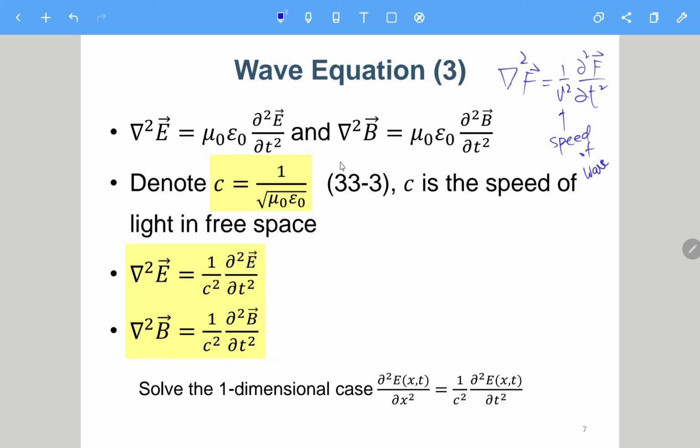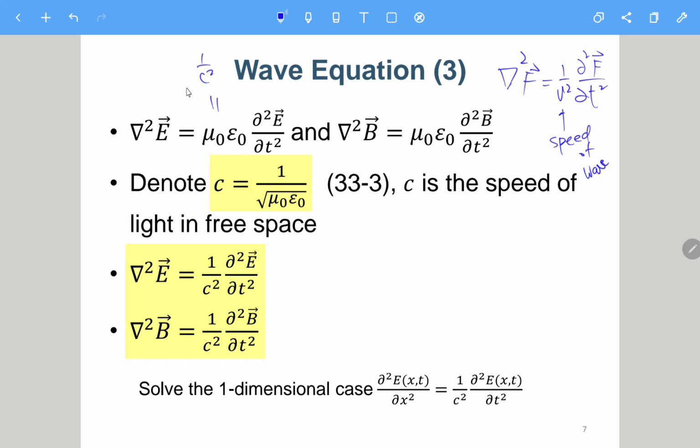So first of all, we already get that this v is not v anymore. We will call it c. So this is actually 1 over c squared rather than 1 over v squared, because it is for the speed of light. So 1 over c squared equals mu naught epsilon naught. So we can quickly find that c equals 1 over the square root of mu naught epsilon naught, which is equation 33.3.